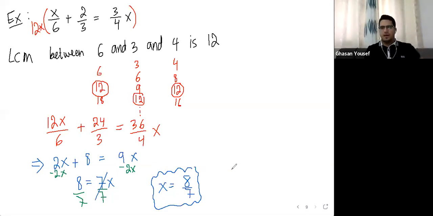Okay, any question for this one? The important thing you have to know is the least common multiple of the denominators of all the fractions, between 6 and 3 and 4. Okay, any question for this one? If there is no question, now we're going over solving power equations.